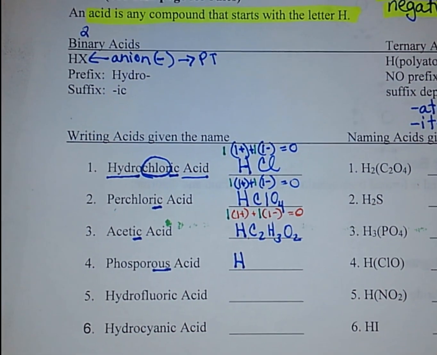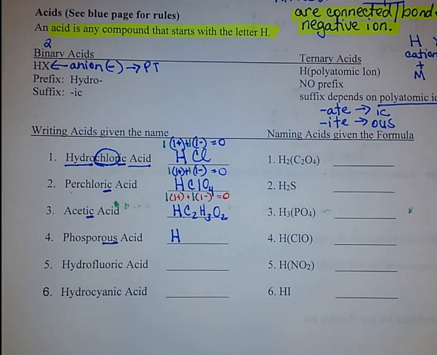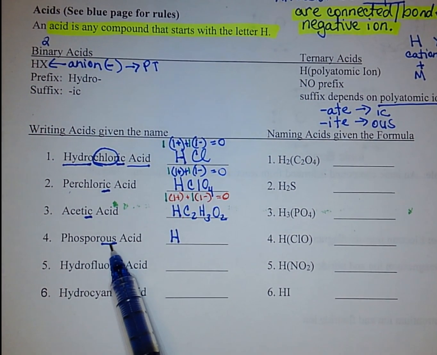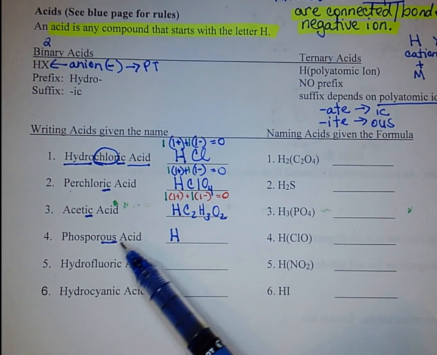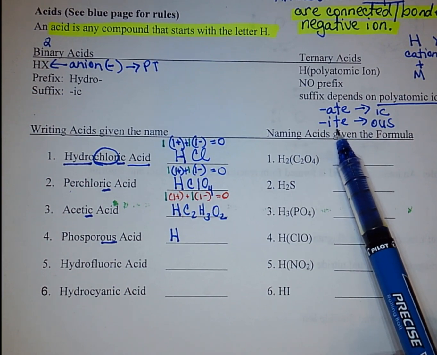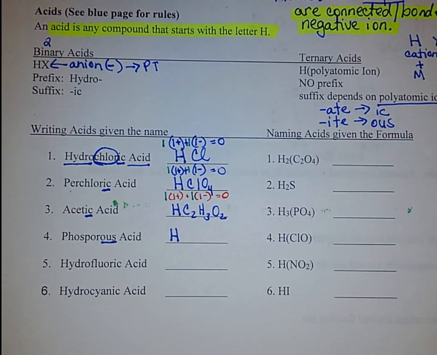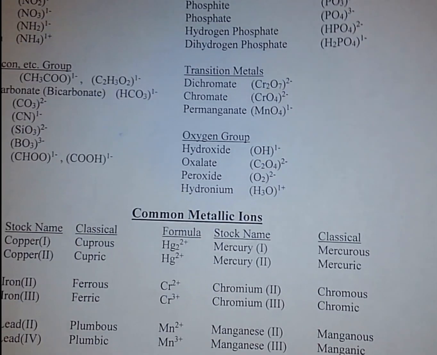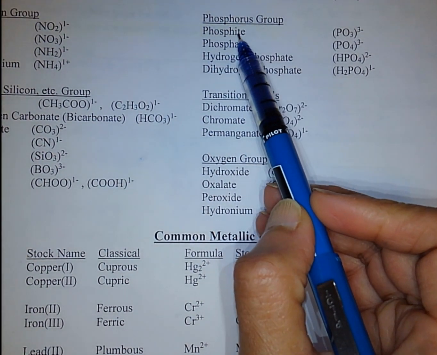let me bring it to your view. Let me zoom out a little bit so you can see. Okay. So it's got an OUS ending. It's not a hydro, so it is ternary. And OUS ending means it's ITE ending. That is the ending of the polyatomic ion. So this is phosphorite, ITE. So if we go on the periodic table and look, it's right here, phosphite.